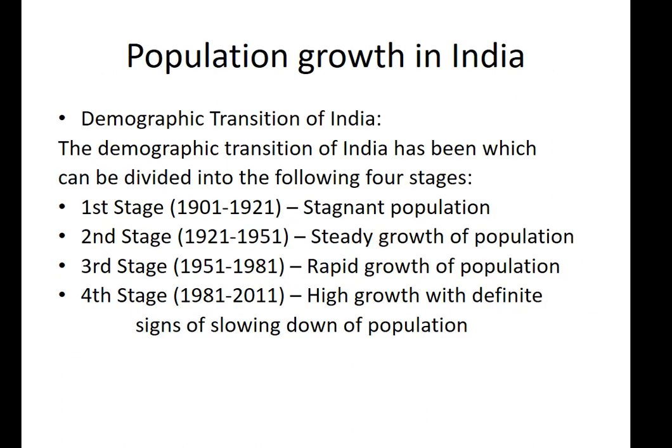Now let's look at the population growth in India. The demographic transition of India has been following 4 stages. These are the 4 stages. First stage, 1901 to 1921, the population growth rate was stagnant. During the second stage, from 1921 to 1951, there was a steady growth of population. The third stage, from 1951 to 1981, saw a rapid growth of population, and in the fourth stage, 1981 to 2011, high growth with definite signs of slowing down of population.